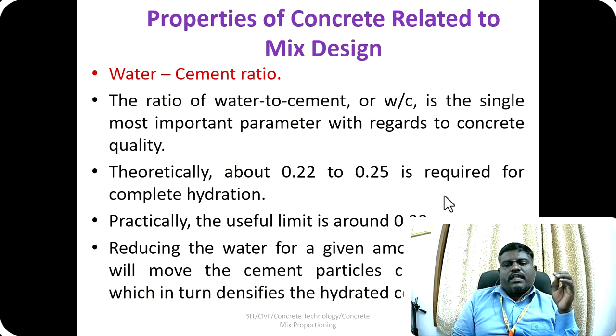So here why we are adding the water means the cement has no bonding property unless it is reacted with water. When water is added to the cement, then there will be a hydration process. Due to the hydration process, the concrete is hardened, and then we achieve the strength. For hydrating the cement, we require only 0.2 to 0.25 of water. Practically, the useful limit is around 0.33, not percentage. Okay. So reducing the water for a given amount of cement will move the cement particles.